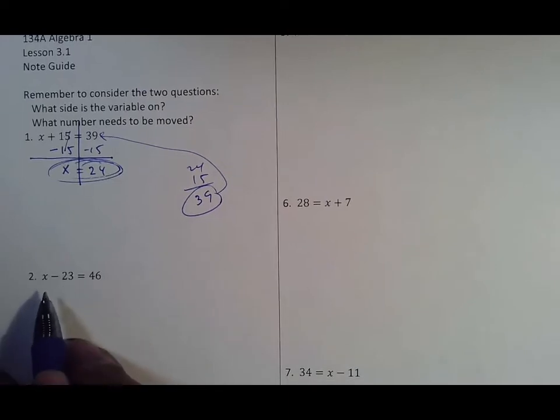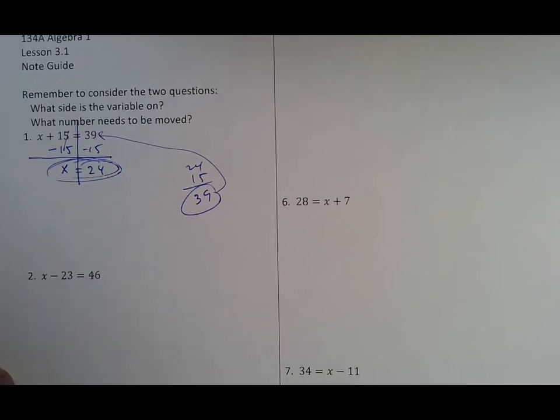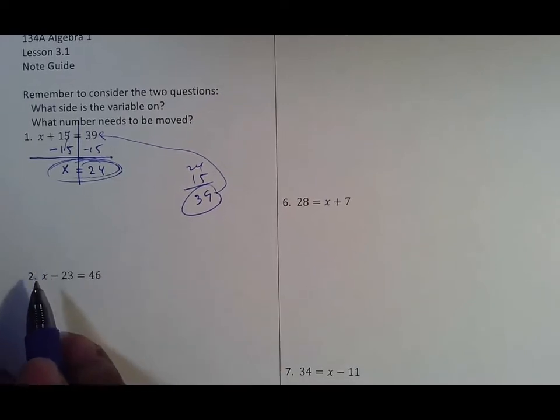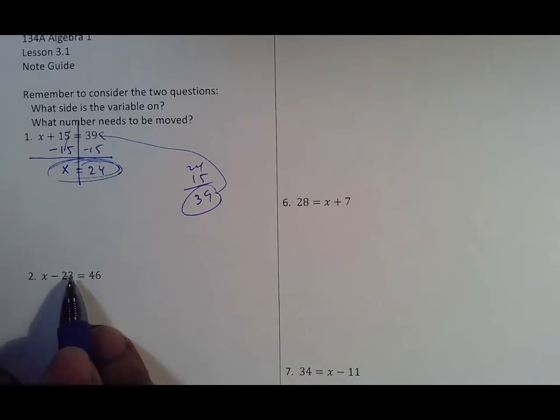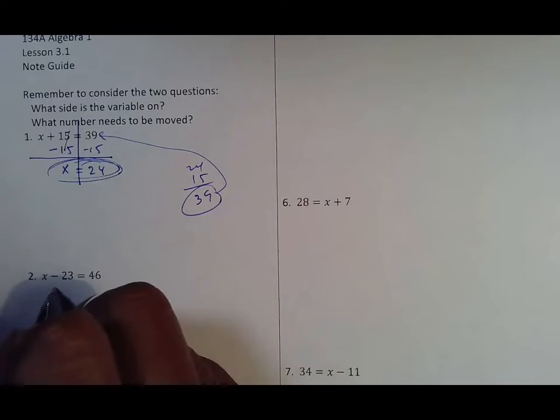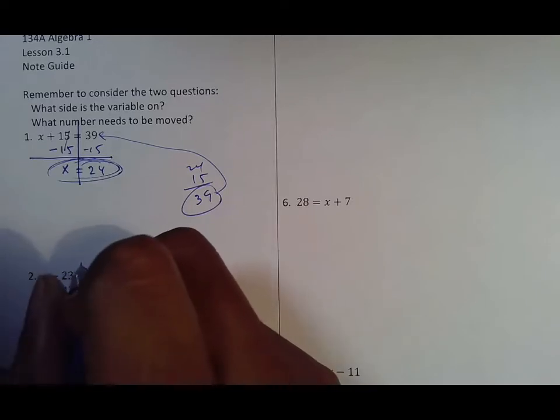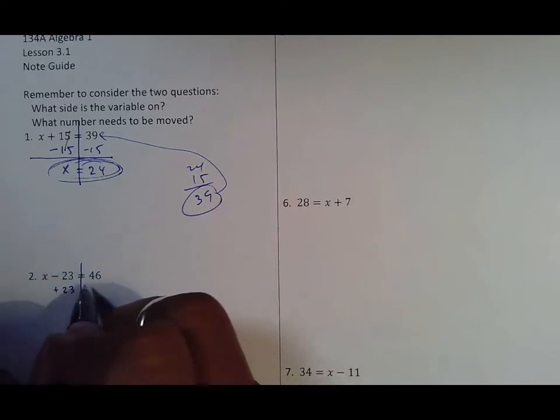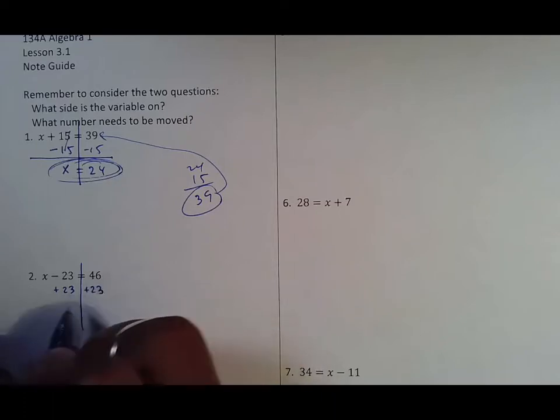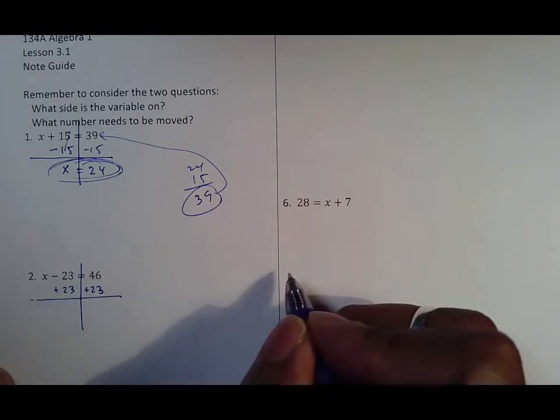So looking at number 2, we had x minus 23 equals 46. Well, again, first off, the variable's on the left, and we need to move the minus 23. The way we move a minus 23 is with a plus 23. So again, we do that. And then if we put a plus 23 over there, the way we keep things balanced is we have to put a plus 23 over there.